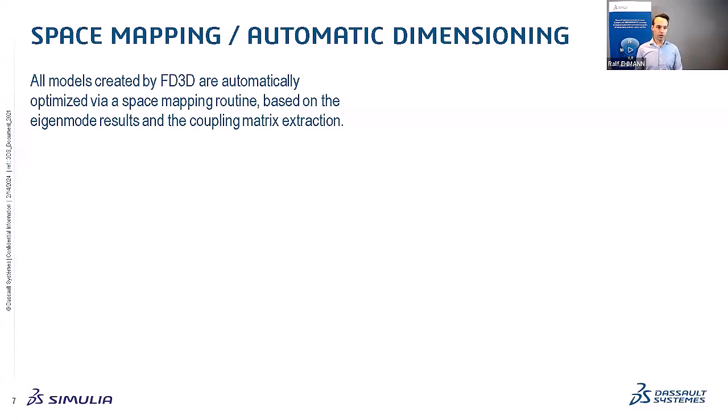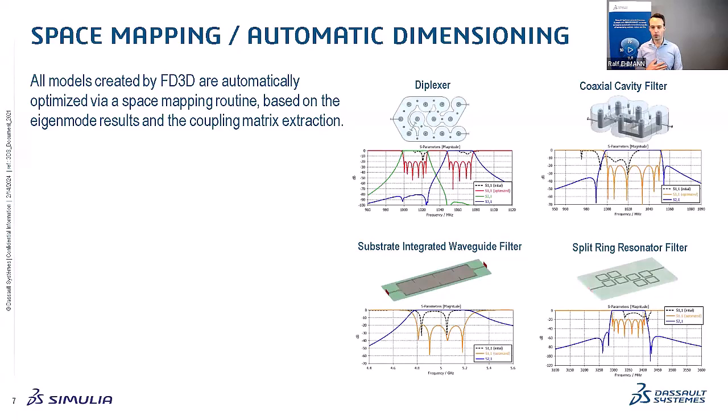And the one thing that we did not discuss necessarily here is the space mapping. So this is an automatic routine that kicks in when you create the model, which utilizes basically the eigenmode results and the coupling matrix extraction to efficiently optimize your model.